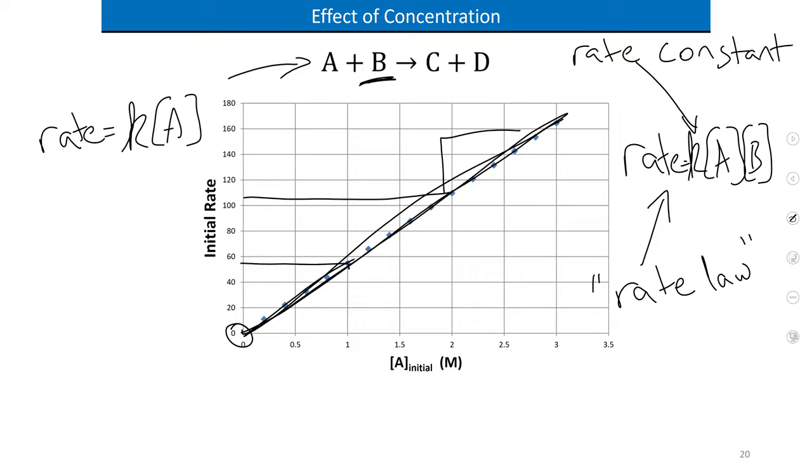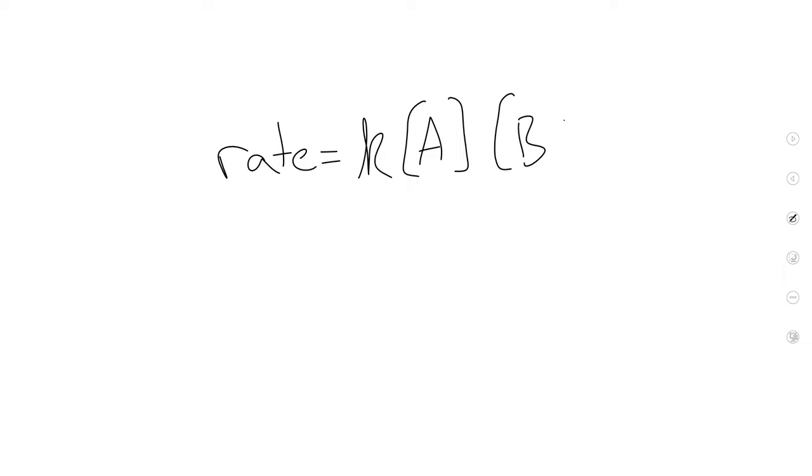Right, so the generic form for anything for a rate law: rate is equal to a constant times concentration of reactant one and concentration of reactant two, with these exponent terms. If there were three reactants, then we would have a third reactant here with its own exponent.